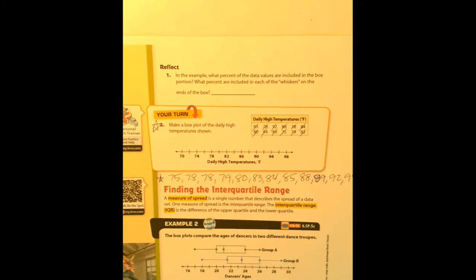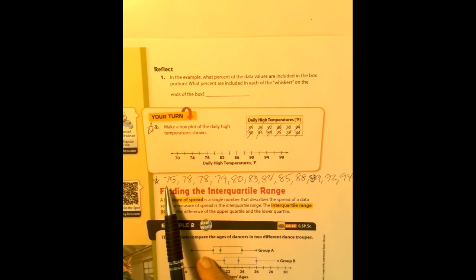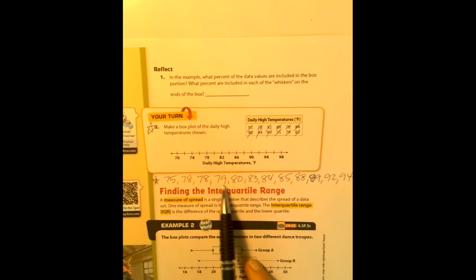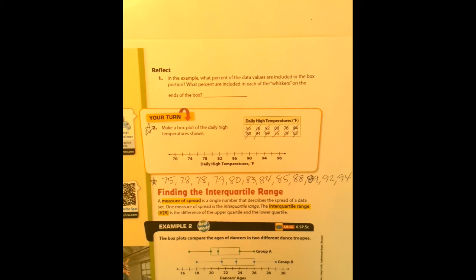Okay, so here's what I did. We have 12 data values, and I listed them as 75, 78, 78, 79, 80, 83, 84, 85, 88, 89, 92, 94. So hopefully that's what you have. So we have 12 values, which means that the median is going to be between 2, right? Because there's an even number of values.